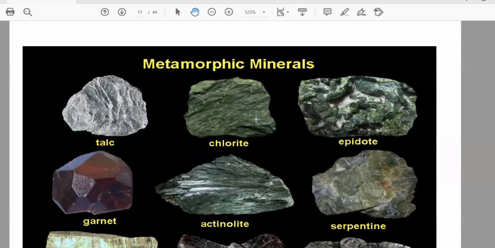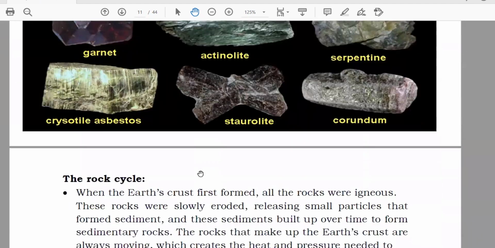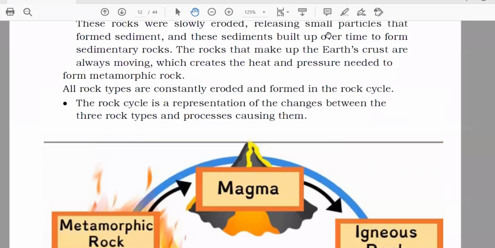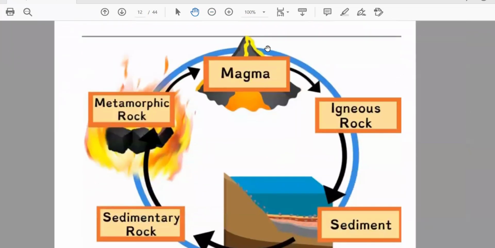These are examples of metamorphic minerals: you have talc, chlorite, and epidote. So these are examples you should know. Then after that, you have the rock cycle. The rock cycle is really easy, you just have to understand this one.